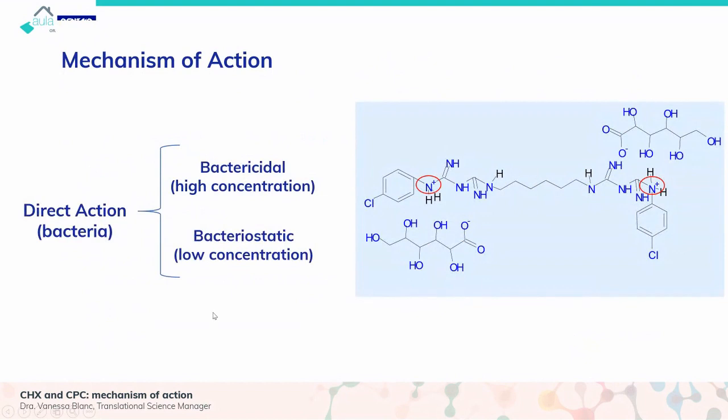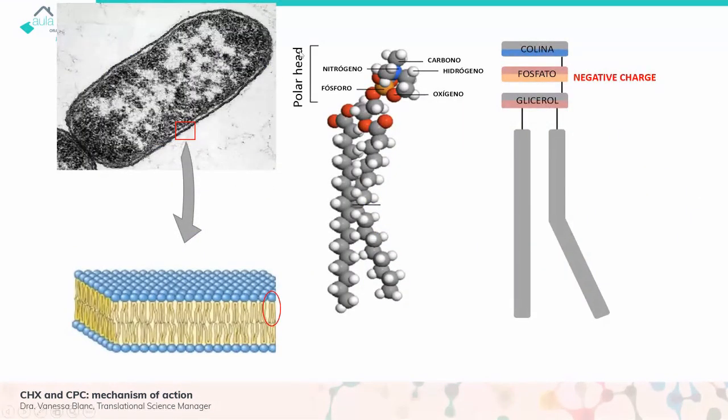Well, let's take a look at its mechanism of action. Chlorhexidine exerts a direct action on bacteria. At high concentrations, it can be bactericidal, and at low concentrations, bacteriostatic. This is because of these two positive charges located at the ends of the molecule, and through them it strongly binds to bacterial cell membranes. This is what I'm explaining.